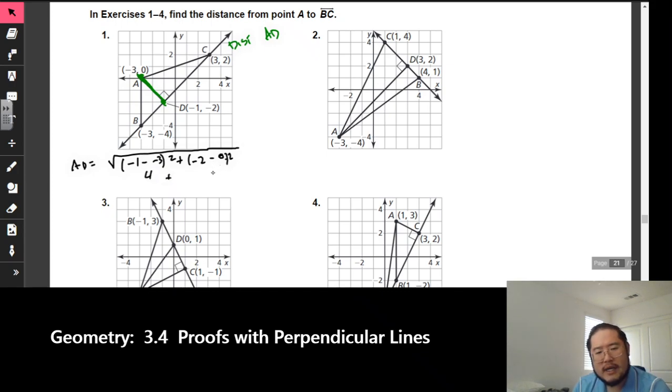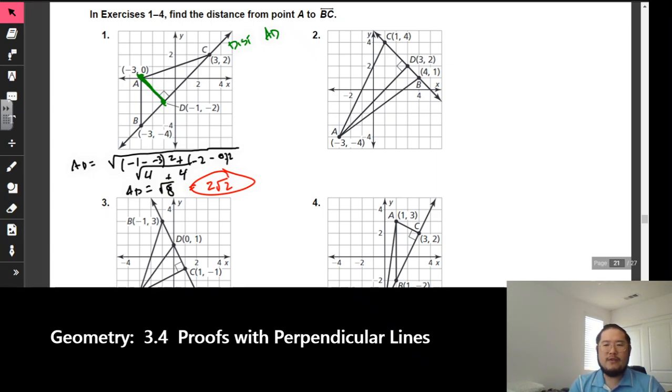-2 minus 0 is -2. You square that and you get 4 as well. And so we get ourselves right here, AD is equal to the square root of 8. Always simplify as much as you can, and the correct answer to this would be 2 rad 2. And that is what I would want on my test. Alright, so 2 square root of 2 is the distance from point A to line BC.